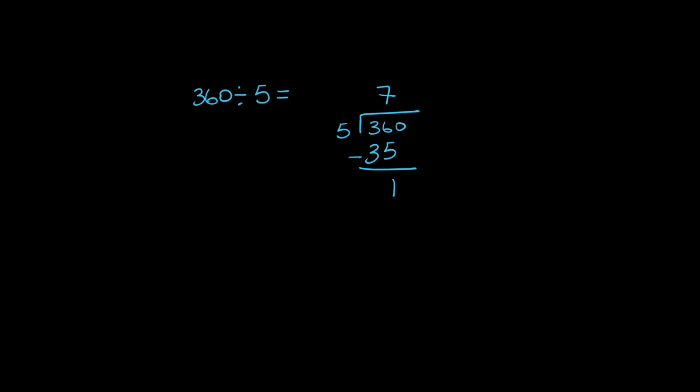Then we pull down a copy of our 0. And what is 5 into 10? How many times can 5 go into 10? That is 2 times. 5 times 2 is 10. When we subtract 10 from 10, we're left with 0. And so our answer for this question would be 72.